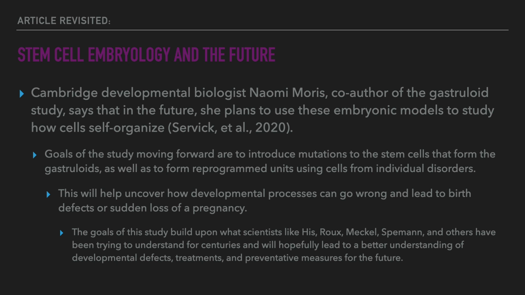Cambridge developmental biologist Naomi Morris, co-author of the gastruloid study, says that in the future she plans to use these embryonic models to study how cells self-organize. Goals of the study moving forward are to introduce mutations to the stem cells that form the gastruloids, as well as to form reprogrammed units using cells from individuals with congenital disorders. This will help uncover how developmental processes can go wrong and lead to birth defects or sudden loss of pregnancy.